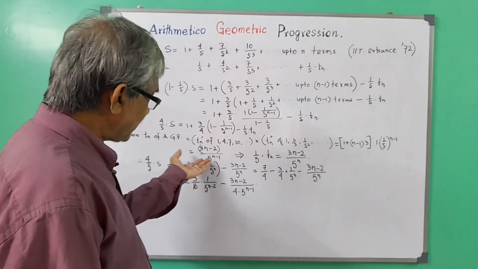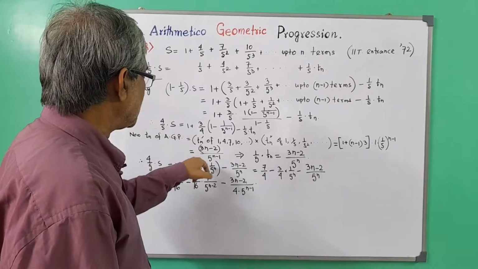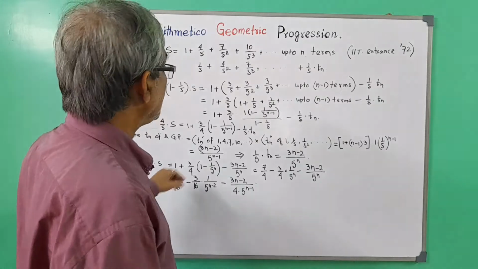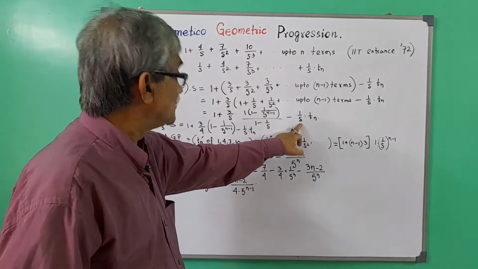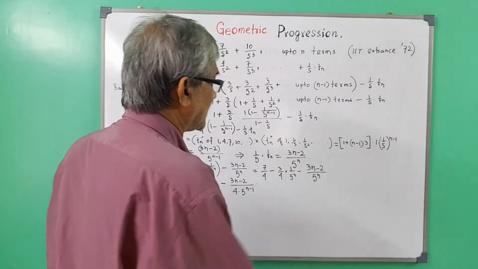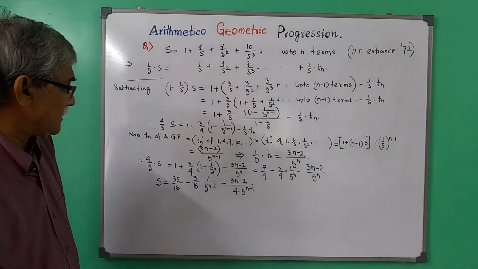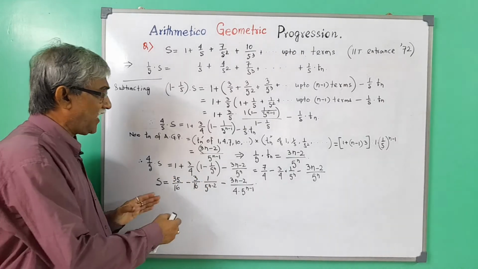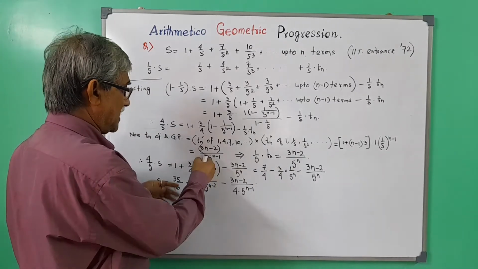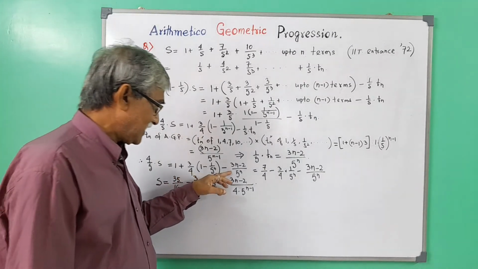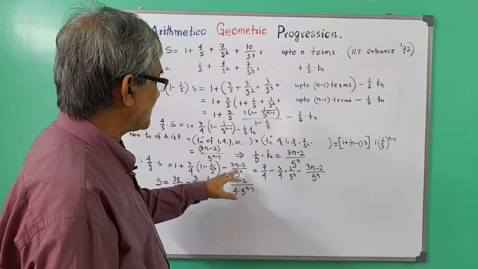1 plus n minus 1 into 3 into 1 by 5 to the power n minus 1. If you solve it, that becomes 3n minus 2 by 5 to the power n minus 1. Now you have to multiply this with 1 by 5. Therefore 1 by 5 into Tn equals 3n minus 2 divided by 5 to the power n.